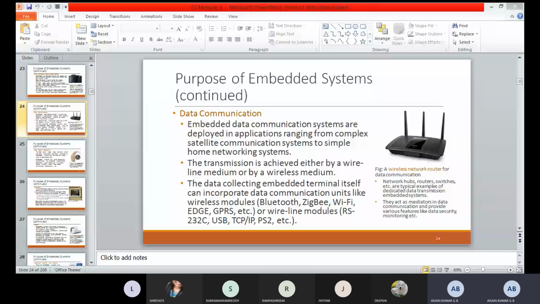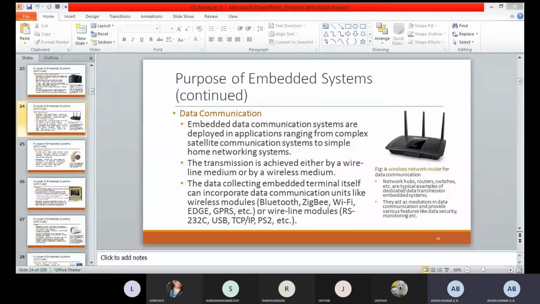The TCP and USB, these are the wireline modules. For wireless, Wi-Fi is there, Bluetooth will be there, Zigbee will be there, LoRa will be there. These are the wireless modules for data communication between the two systems. For wireline modules, USB, the Universal Serial Bus, uses cables for transmitting and receiving the information between the two systems, or TCP/IP.